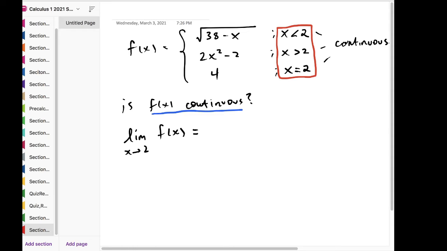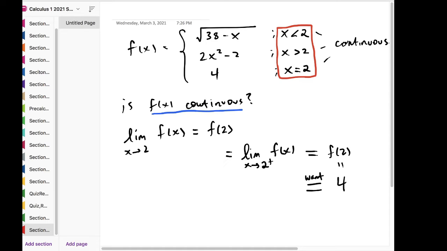Right, it must equal f of 2. So first of all, what is f of 2? 4. So you want the limit to equal f of 2. So in a piecewise function, you should look at limits from the left and the right, because this splits to the left and the right of 2.